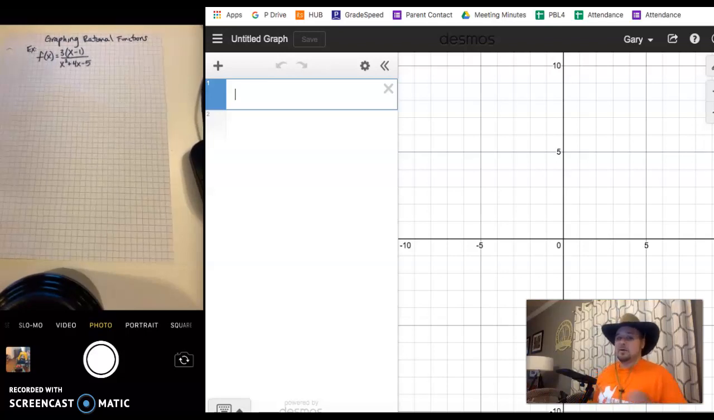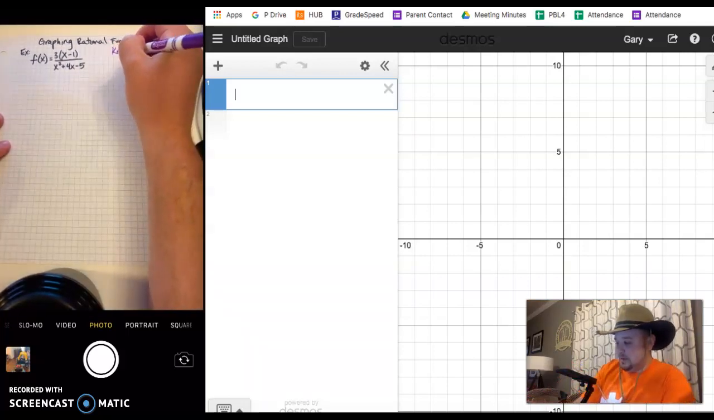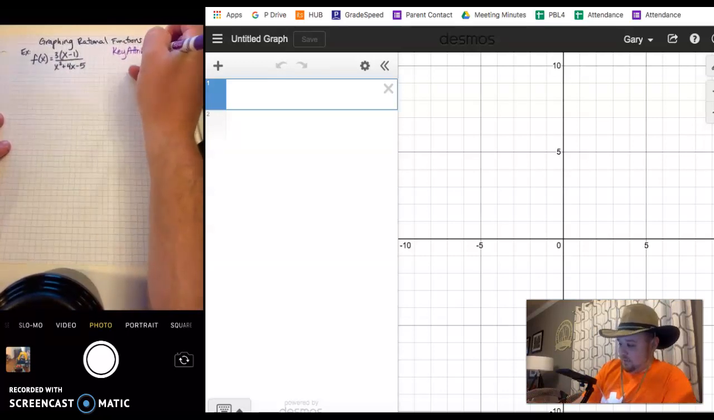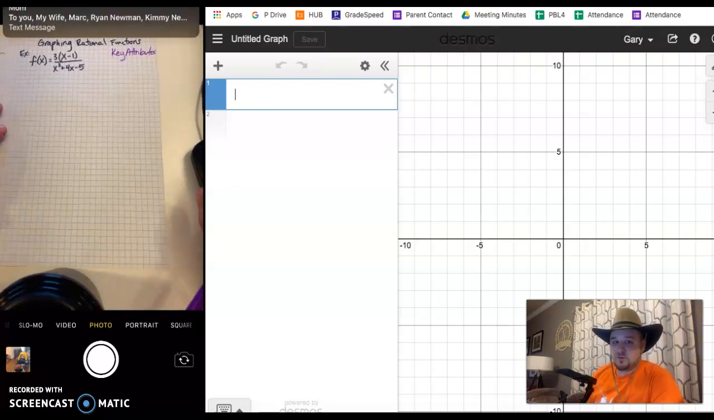Okay, let's talk about graphing rational functions. So I want to use this one as an example. I want to walk through this one a little bit, do some of the math that we have been doing over the previous couple of weeks. And I want to talk about some of the key attributes for these graphs. That's going to be a big piece of what we're doing. Now, if you remember, key attributes are things like domain and range, any asymptotes that you might have, any x-intercepts, y-intercepts that you might have. Those are all key attributes. So we're going to be looking at that as we go forward with this lesson.